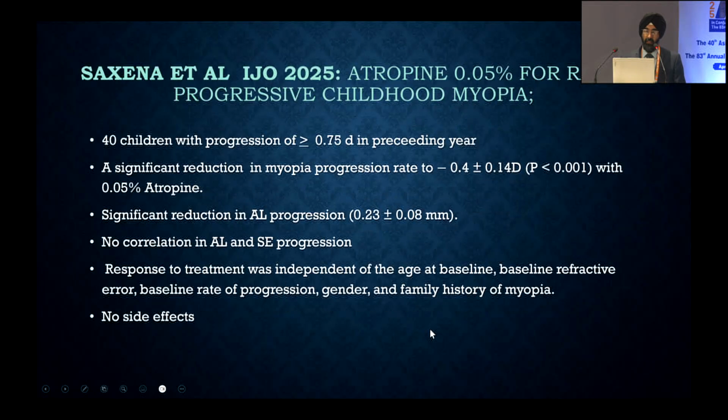We have Rohit sitting here who has done a wonderful study in India using a higher concentration of atropine, that's 0.05%, for rapid progressive childhood myopia. There were 40 children who were fast progressors, and he found a significant reduction in the myopic progression rate of close to minus 0.5 diopters with 0.05% atropine, and similarly in axial length progression. Of course, there was no correlation between the axial length and the spherical equivalent progression. Here he concluded that response to treatment was independent of age at baseline, as compared to the LAMP study, baseline refractive error, baseline rate of progression, gender, and family history of myopia, and no side effects were reported with the higher concentration of atropine.